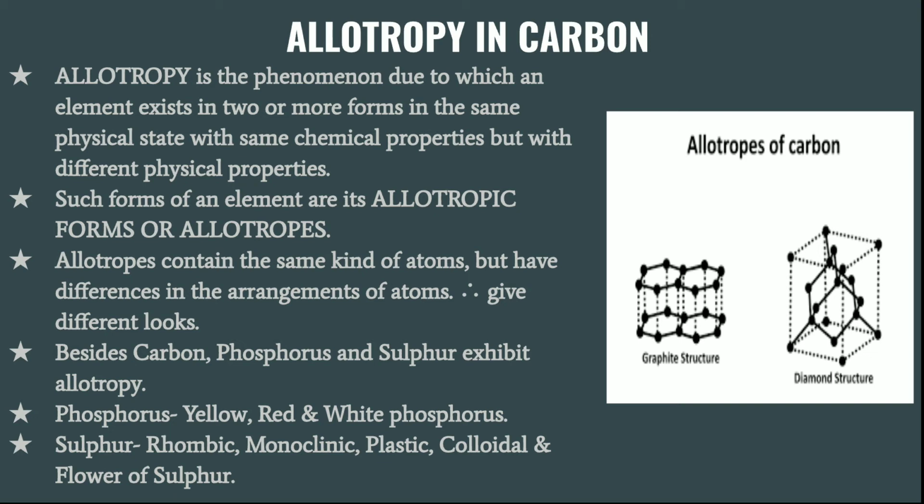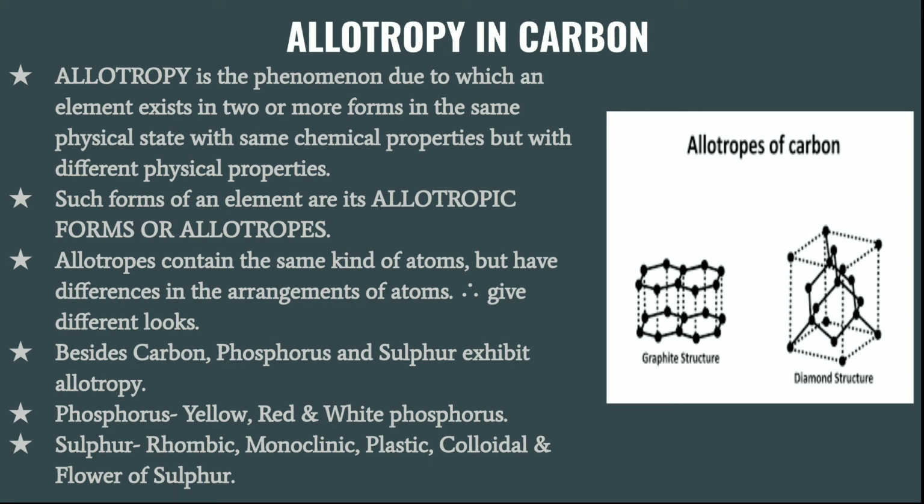The physical state is the same, that is, the solid form. The chemical properties are the same, but the physical properties are different. Such forms of an element are its allotropic forms, or you can say simply allotropes. Allotropes contain the same kind of atoms but have differences in the arrangement of atoms that gives them different looks. Besides carbon, phosphorus and sulfur also exhibit this allotropy.